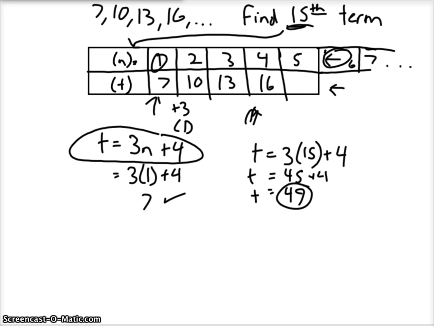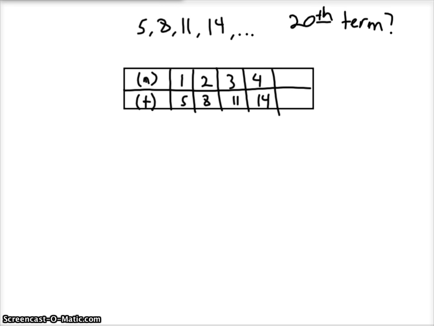Okay, let me do one more example. Remember, I know this may seem like it's going fast. If you have a question, please raise your hand for help. I do not know what you are thinking. So here's our next sequence. We have 5, 8, 11, 14. What is our 20th term?